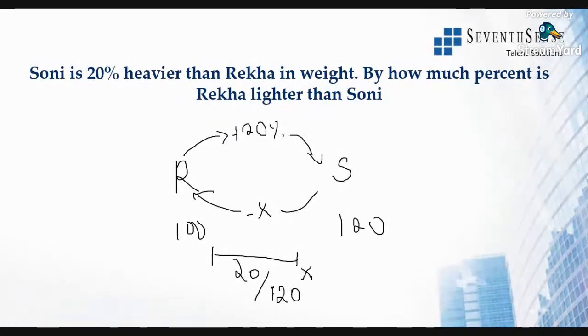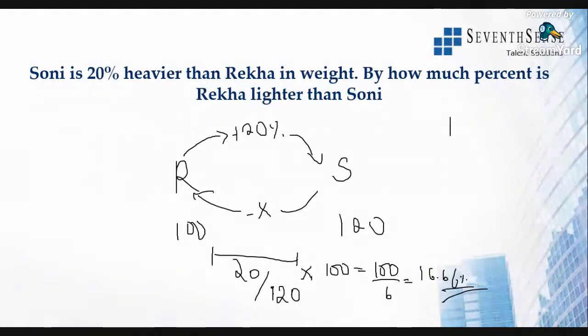With respect to Sony, that percentage of Rekha becomes 20 by 120 into 100. So you know this is 100 by 6. What is 100 by 6, that I first taught you? 100 by 6 will be 16.66. So the answer is 16.66%.